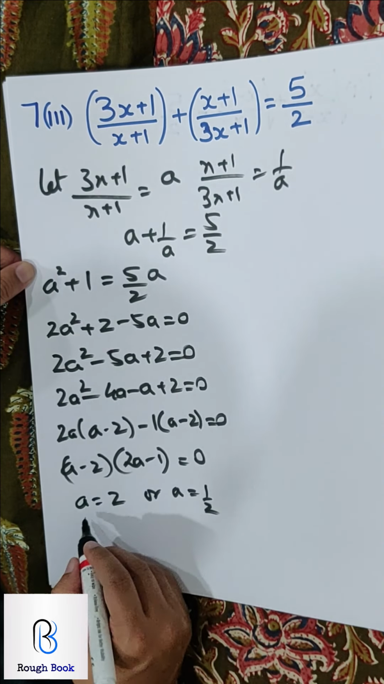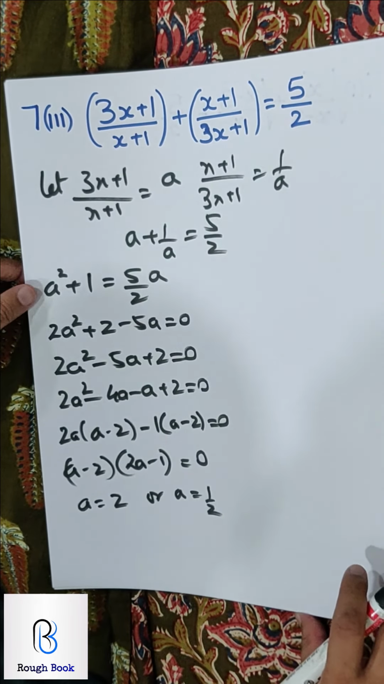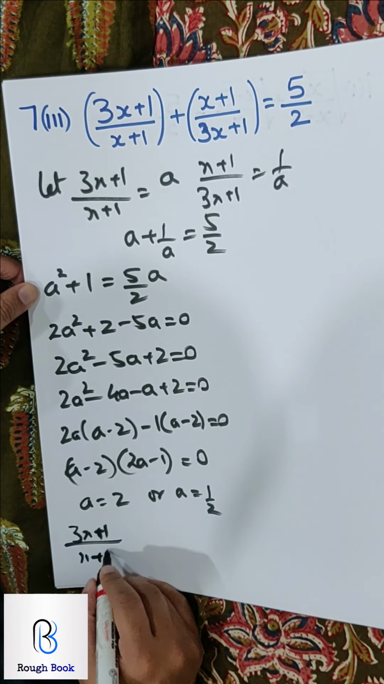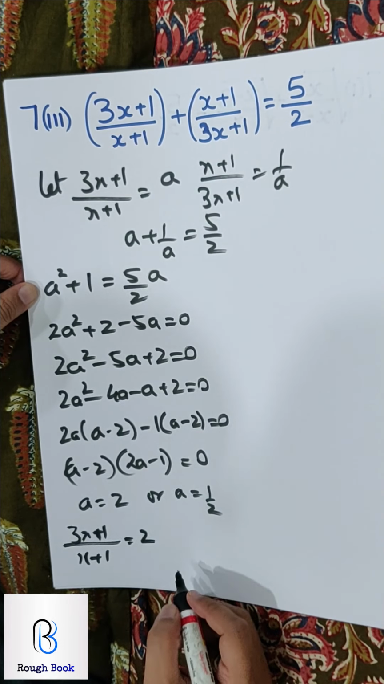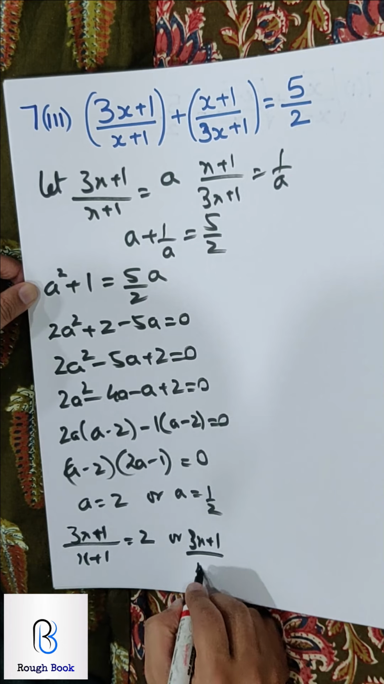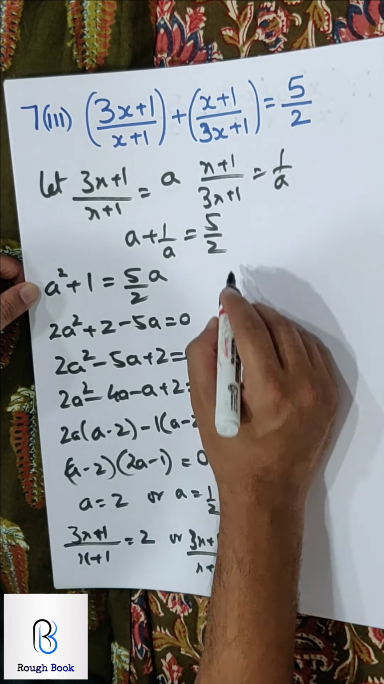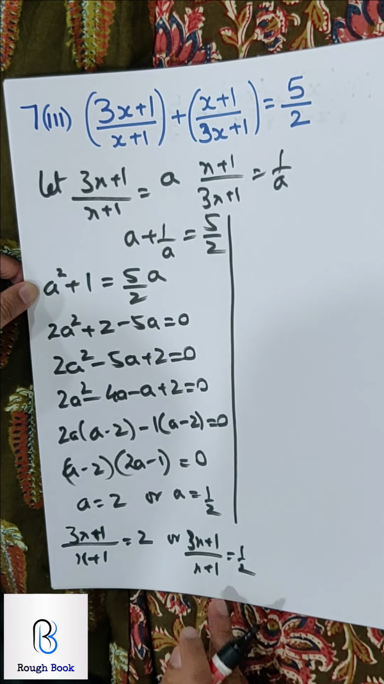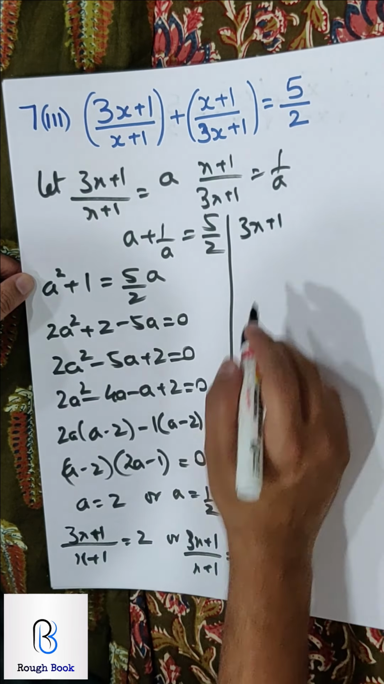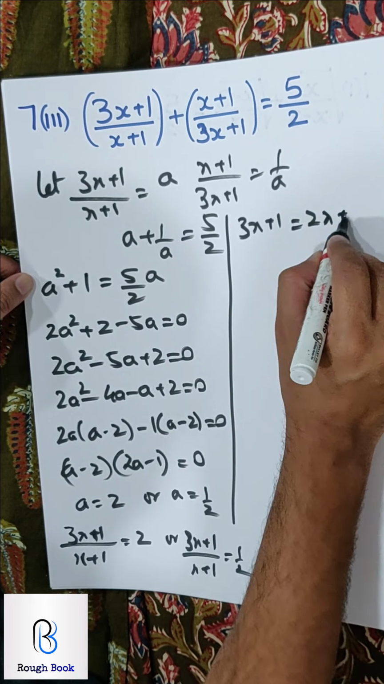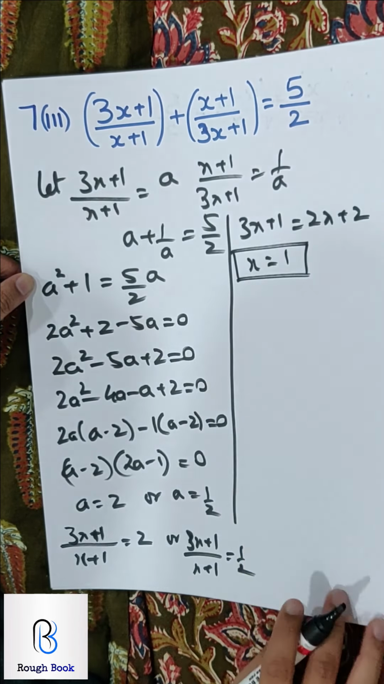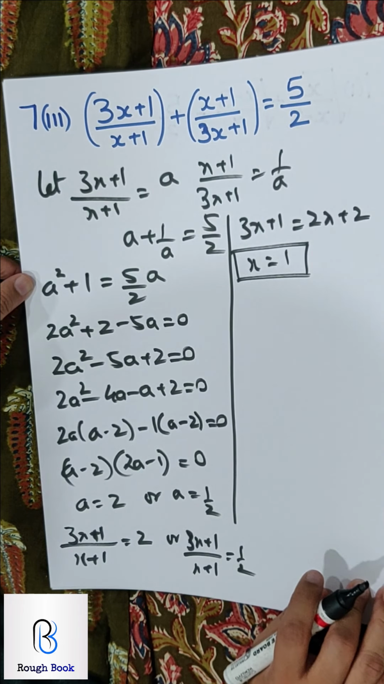Now we'll have to resubstitute. So what is my a? A is 3x plus 1 upon x plus 1 equals 2, or 3x plus 1 upon x plus 1 equals half. So we'll have to solve both of them separately and see what answers we get. So the first part, 3x plus 1 equals 2x plus 2. So x comes on this side, this goes on that side, so I get the value of x as 1. How many managed to reach here?